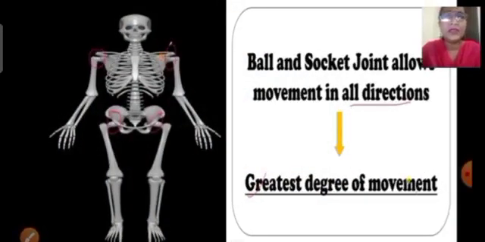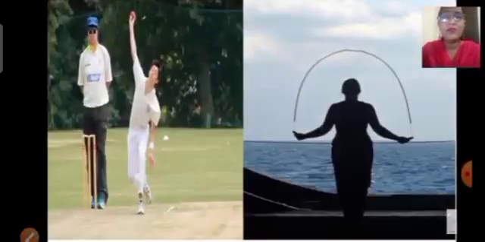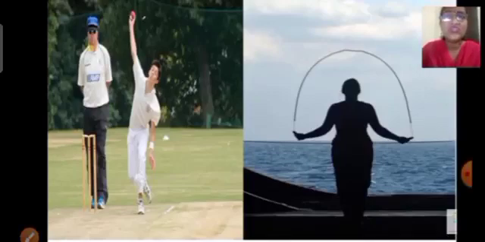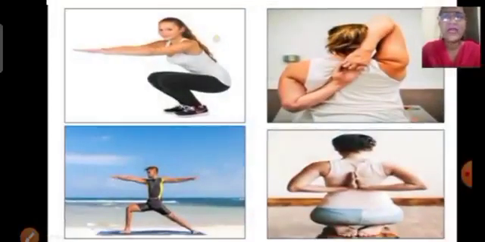So children, here the ball and socket joint allows movement in all directions. In fact, it allows the greatest degree of movement. That is the reason that while bowling or skipping, you can move your arms both in clockwise direction and anti-clockwise direction in 360-degree rotation. You are capable of moving your hands in different ways as shown in the picture. Just because there is a ball and socket joint present over here, and it allows the greatest degree of movement.